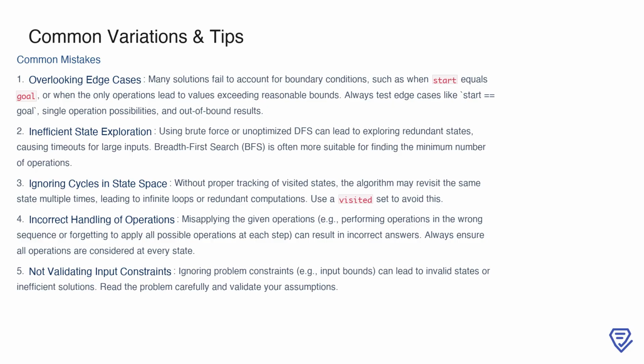Additionally, misapplying operations is a frequent source of errors. Forgetting to apply all possible operations at each step or doing them in the wrong sequence can lead to incorrect results. Lastly, not validating input constraints, such as the bounds of numbers or the problem's limitations, can cause your solution to break. Always pay close attention to the constraints outlined in the problem description.